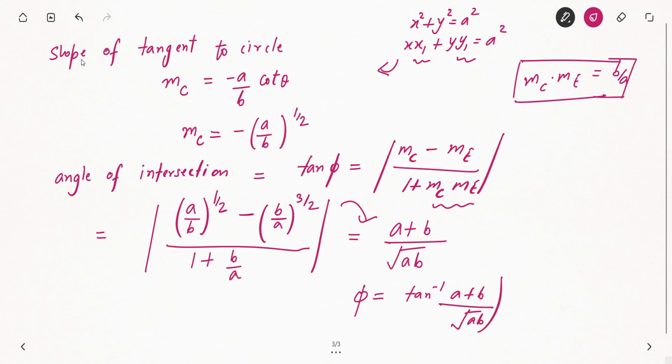So I hope that you would have liked this question. This was a question more of the derivation kind. So I think that it would have helped you all.